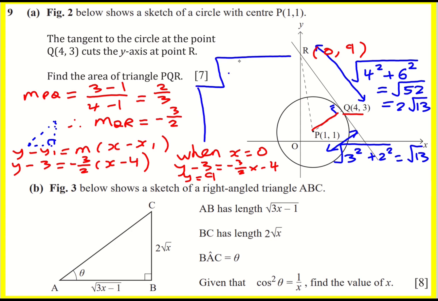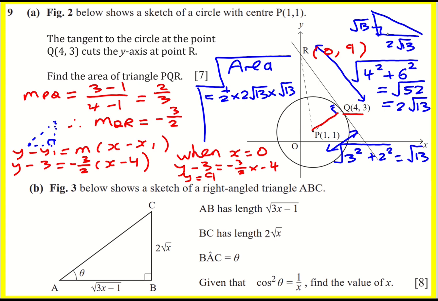So finally, the area is going to be a half times the base, which I'll call the base RQ, 2 root 13, times the height, which is root 13. It just happens to be on its side, but we could turn it around so it looked like that, 2 root 13 and root 13 with the right angle here. The half and the 2 are going to cancel. The root 13 and the root 13 are going to multiply nicely to give the final answer of 13. Great.